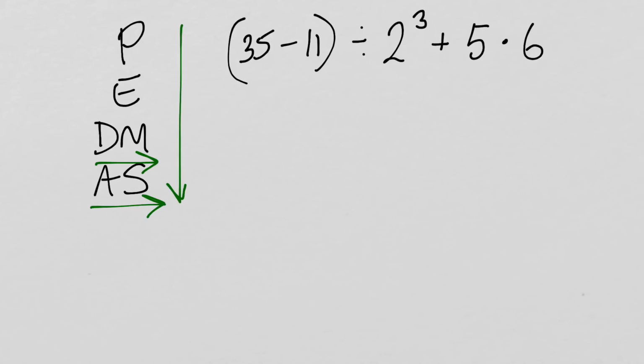So if we look at this problem, what do I see first? Do I see any parentheses? Yes, I do. I've got 35 minus 11. So that's going to get done first. So 35 minus 11 is 24. Everything else then gets written out the same way.